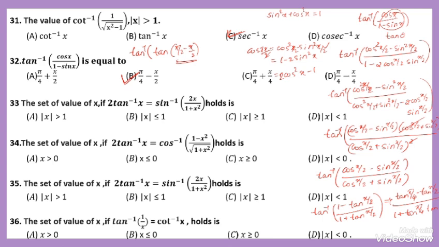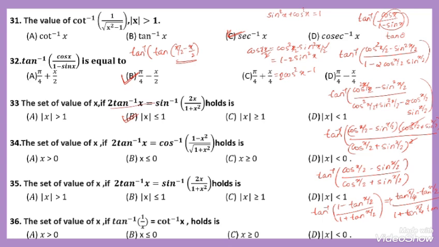Now let's move on to question number 33. The set of values of x for which tan inverse of x is equal to sine inverse of 2x divided by 1 plus x square holds always. Okay, here this is one of the properties. This value always holds when the sine function is involved, the value of mod x is always less than 1.